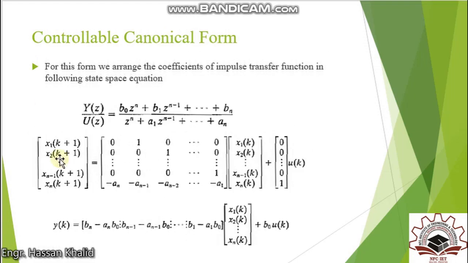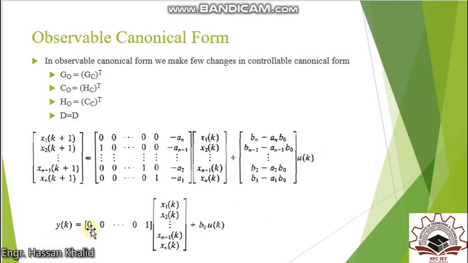Now just take a look back. This was my H for the controllable canonical form. If I take the transpose, what will happen? It will become a horizontal row, and that will be my C vector for the output matrix, while the D is the same. And if I want to obtain the H for the observable matrix, I need to take the transpose of the C of the controllable canonical form. So this is how I write the observable canonical form, by taking the transpose of the respective matrices.